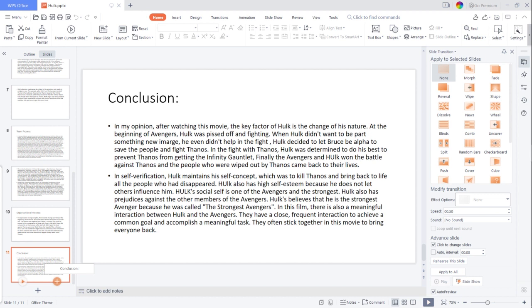In the end, they prevented Thanos from getting the Infinity Gauntlet. Finally, the Avengers and Hulk won the battle against Thanos, and the people who were wiped out by Thanos came back to their life. In self-reflection and verification, Hulk maintained his self-concept, which was to kill Thanos and bring back life to all of the people who disappeared. Hulk also has high self-esteem because he does not let others influence him.